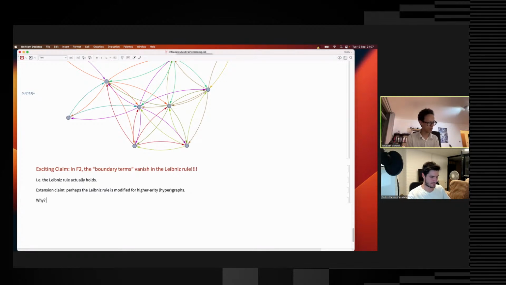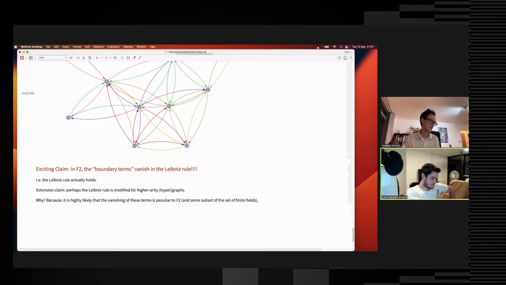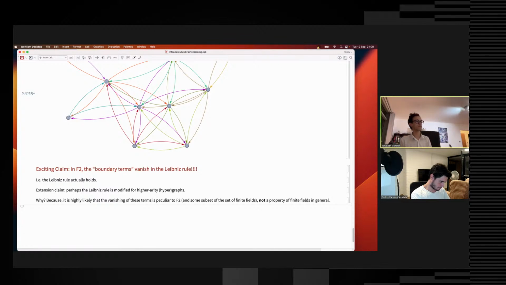Okay, so why would this be true? It is highly likely that the vanishing of these terms is peculiar to F2 and some subset of the set of finite fields, not a property of finite fields in general. I'm speaking out of turn here because this is your area, not mine, but does that not potentially have implications for the whole business of higher Lie algebras and things? It does. That's also why I'm getting excited.